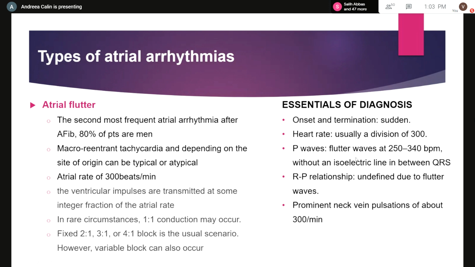The P waves are not normal. We can see the flutter waves at 240 to 340 beats per minute without an isoelectric line in between QRS complexes. And the RP relationship cannot be defined because these waves come very quickly and we cannot see if there is a long RP or short RP. There are also prominent neck vein pulsations that we can see at physical examination because the atrial rate is very fast.